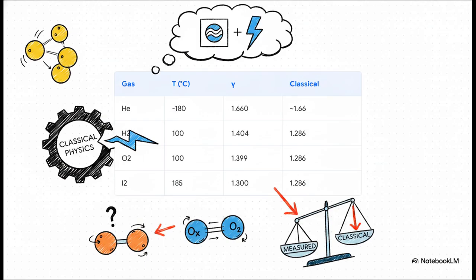When we look at the experimental measurements for a value called gamma, which relates to the specific heat or internal energy of gases, things get weird. For a simple monatomic gas like helium, which is just single round atoms bouncing around, the measured gamma is 1.66. And hey, that matches the classical prediction perfectly. But then you look at hydrogen and oxygen. These are diatomic gases, meaning they're like two atoms connected together like a tiny dumbbell. Classical physics definitively predicts their gamma should be exactly 1.286, but the actual real-world measurements are around 1.40. The math just completely, undeniably fails.